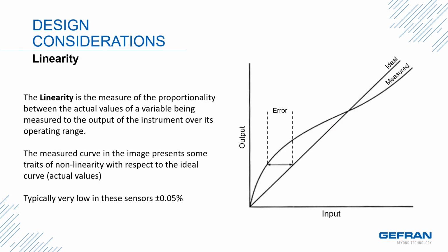The next design consideration is linearity. The linearity is the measure of the proportionality between the actual values of a variable being measured to the output of the instrument over its operating range. The measured curve in the image presents some traits of nonlinearity with respect to the ideal curve, which is actual values. Typically in these sensors, it is very low at only plus or minus 0.05%.